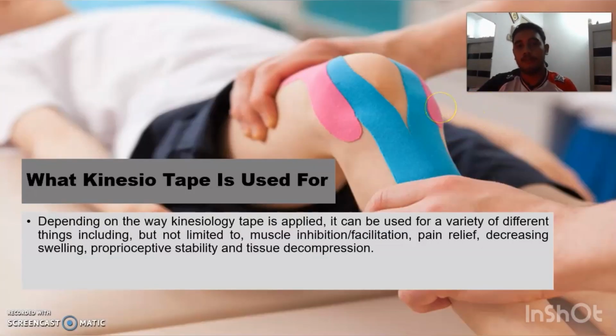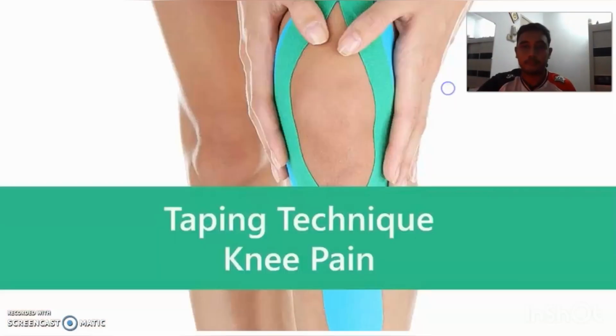What is kinesiotape used for? It depends on the way kinesiology tape is applied. It can be used for a variety of different things, including but not limited to muscle inhibition, facilitation, pain relief, decreasing swelling, proprioceptive stability, and tissue decompression. Next I will show you a video of the taping technique for knee pain.